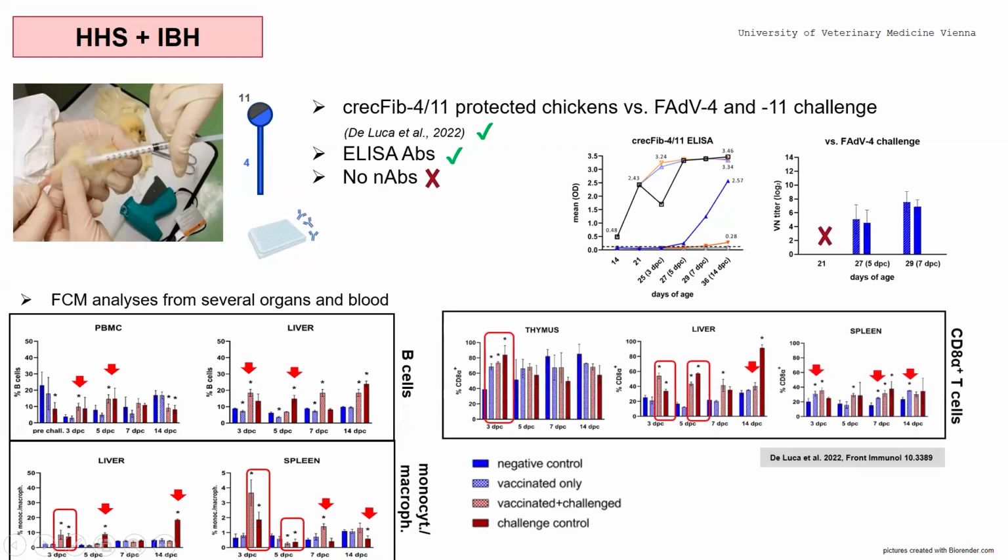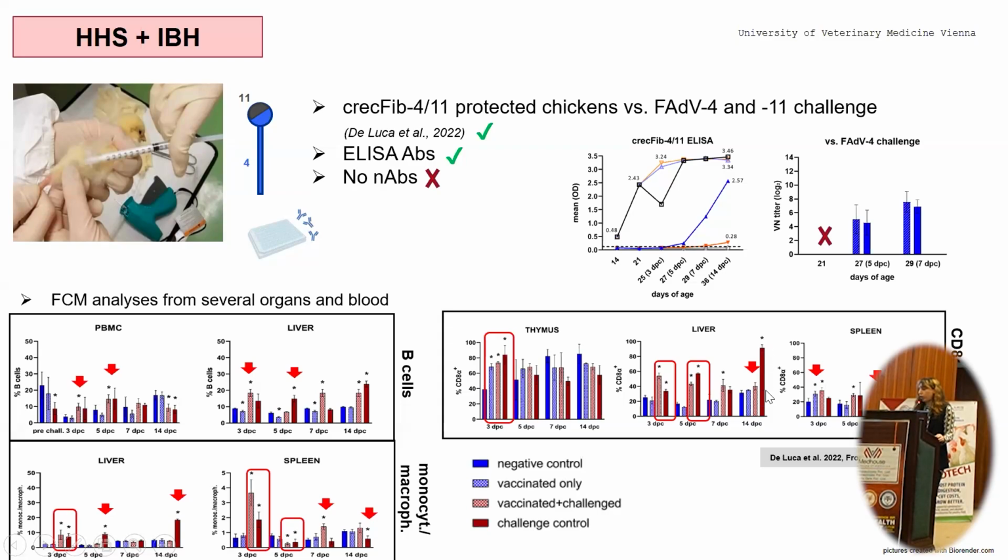So CD8, so cytotoxic T cells, we have a proliferation in the thymus in the very early stage of infection, and then a significant increase in both vaccinated plus challenge and challenge control in the liver, so target organ, but once again, at the end of the experiment, only challenge control was pathologically high.